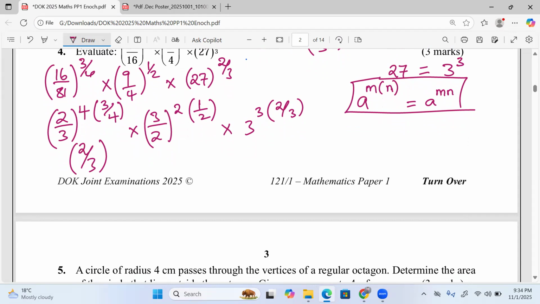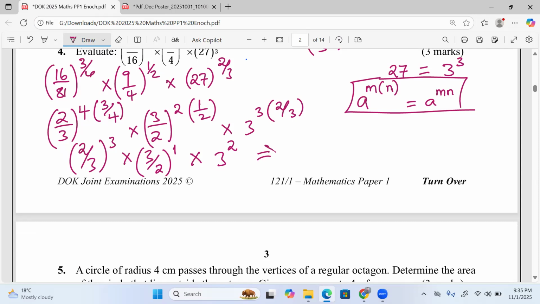The 4 cancels, and we shall have 3 over 2 raised to 2 times half. So the 2 cancels, and we get 3 over 2 raised to power 1, multiplied by 3 power 3. Then the 3 is multiplied by 2/3. 3 cancels, and we shall remain with 3 power, now the power becomes 2, just becomes squared.